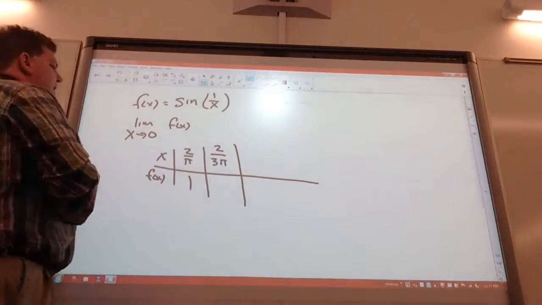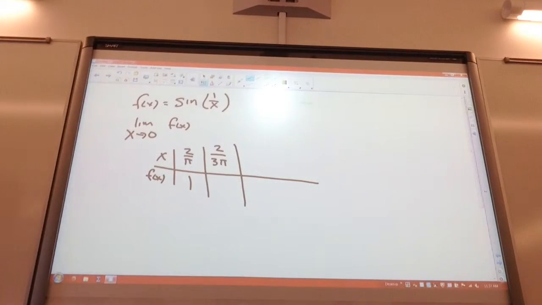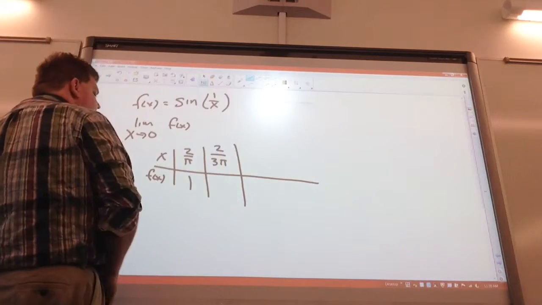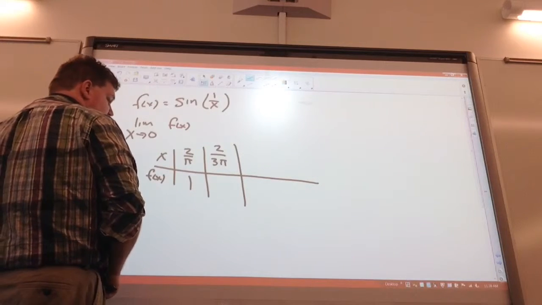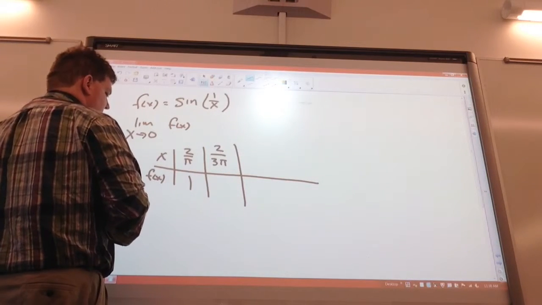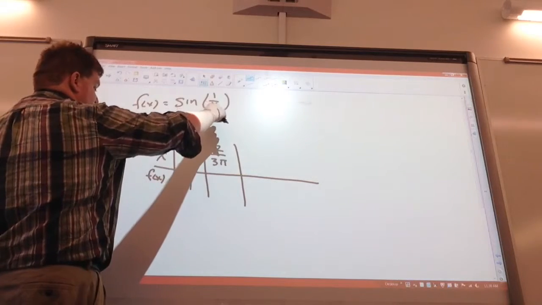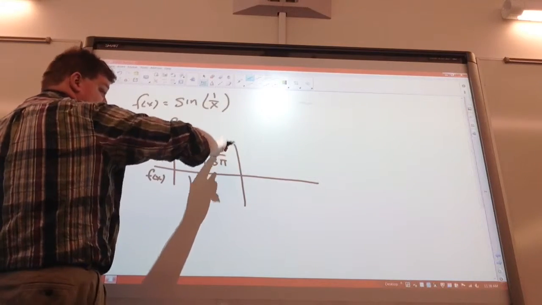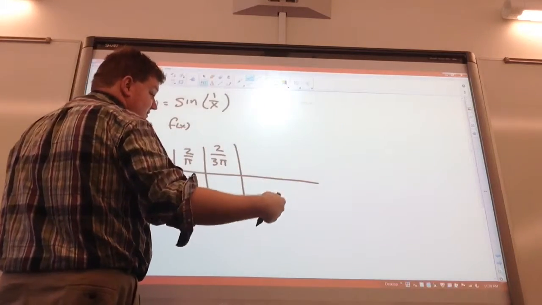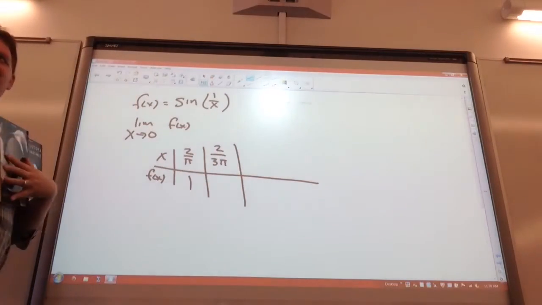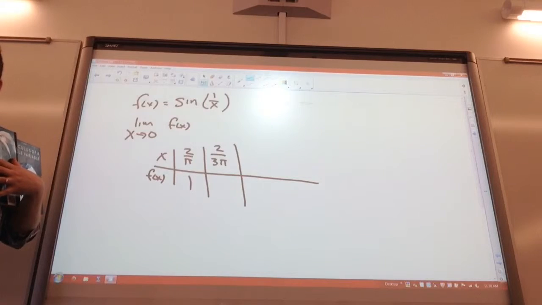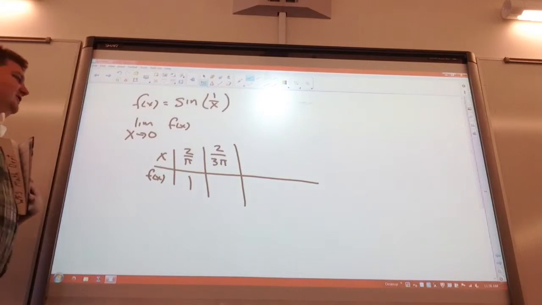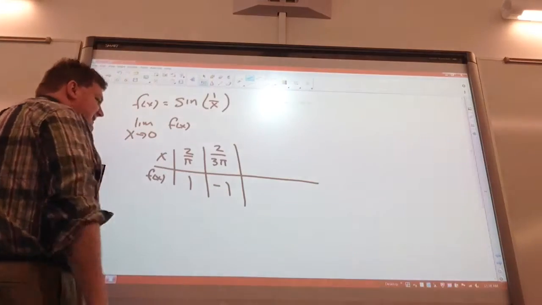Is 2 over 3 pi greater than or less than 2 over pi? Less than. We're making the denominator bigger so it gets smaller. It's getting closer to 0. What does this value come out to be, though? If I stick it in, is it 1? It would become sine of 3 pi over 2, which is -1. Guys, learn your unit circle. You have to master that.